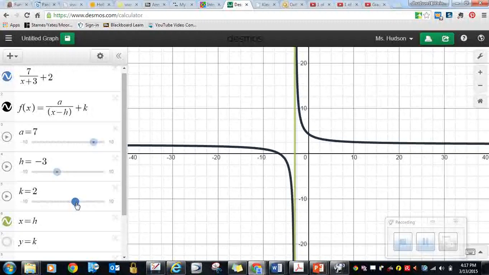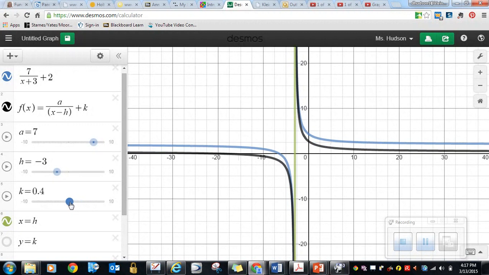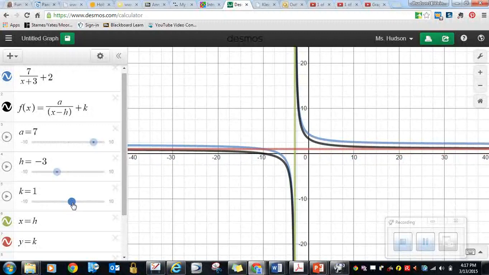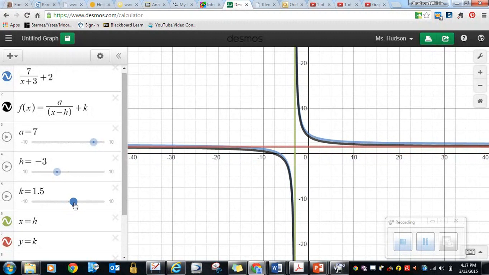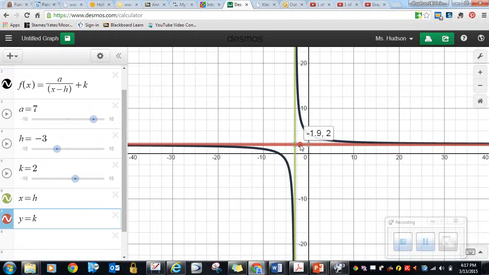But there's something we're forgetting. I'm going to put the k back where it was. There's one more asymptote that we should be checking, and that's the horizontal asymptote that separates the top and bottom pieces of our graph, and it moves when k moves. So when we go up to that plus 2, our asymptote changes from y equals 0 to this line here, and it's y equals 2.